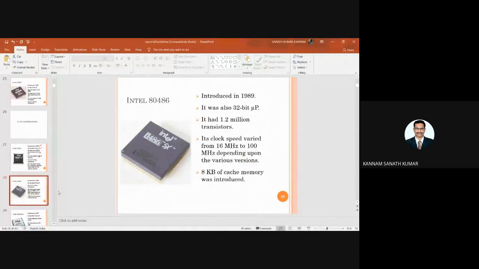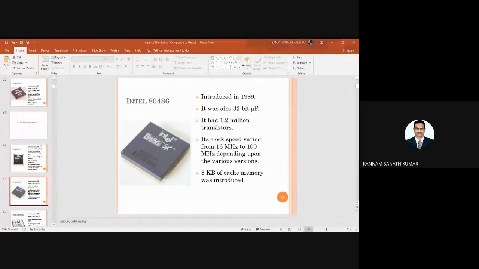Next, Intel 80486, introduced around 1989. It is also a 32-bit microprocessor. It has a total of 1.2 million transistors, the clock speed is 12 megahertz to 100 megahertz, and it also has cache memory. What is the purpose of cache memory? In order to increase the speed of data transfer, we use cache memory. It has 8 kilobytes of cache memory.